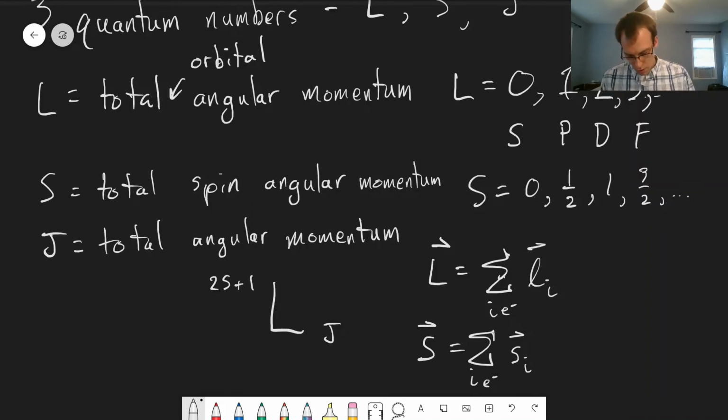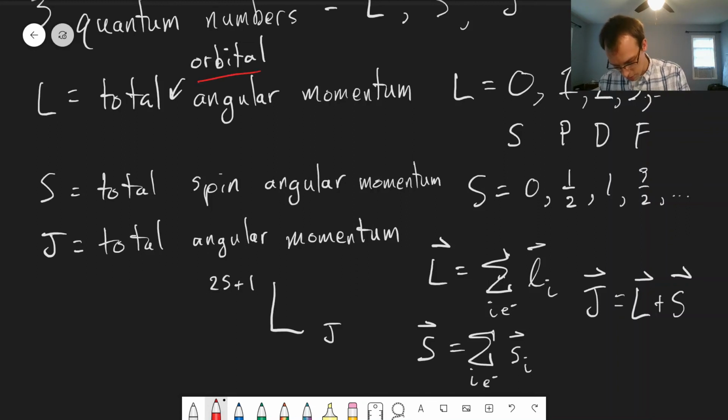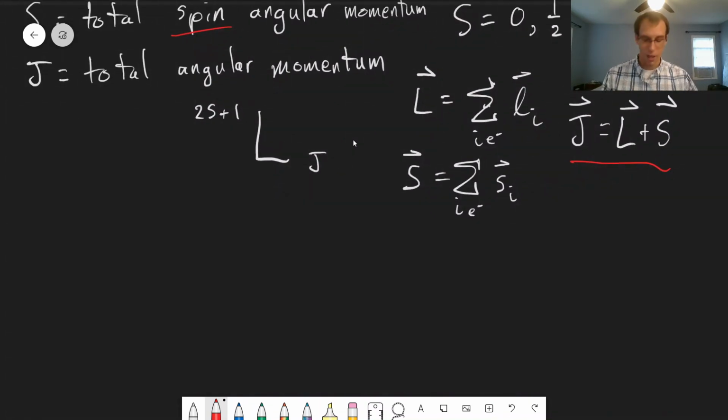Our J vector is going to be equal to L plus S. So the total angular momentum is the combination of the orbital angular momentum, which has to do with the different orbitals that the electrons are in, the different l values, combined with the spin angular momentum. Now, we can also consider the z components, and these end up mattering. So we'll list those explicitly as well.